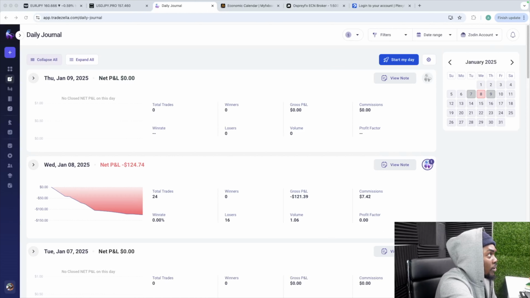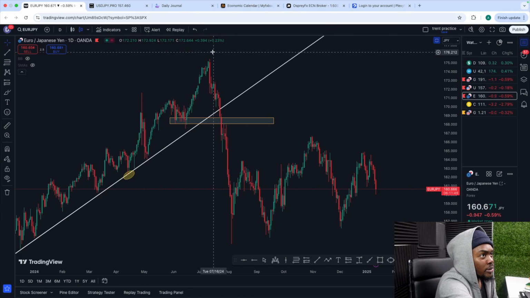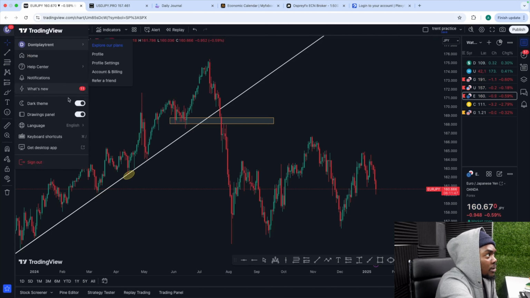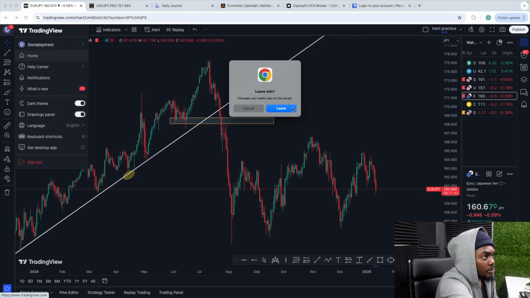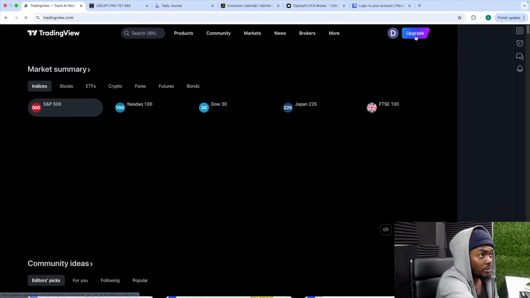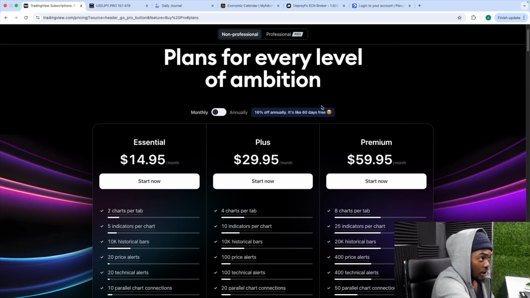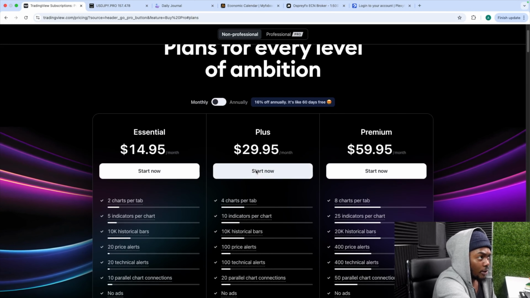Let's go back to TradingView. And like I said, I'm going to update mine probably today or sometime this week. I want to see where exactly the price point is. So let's go back home and upgrade. So it's $29.95 a month.